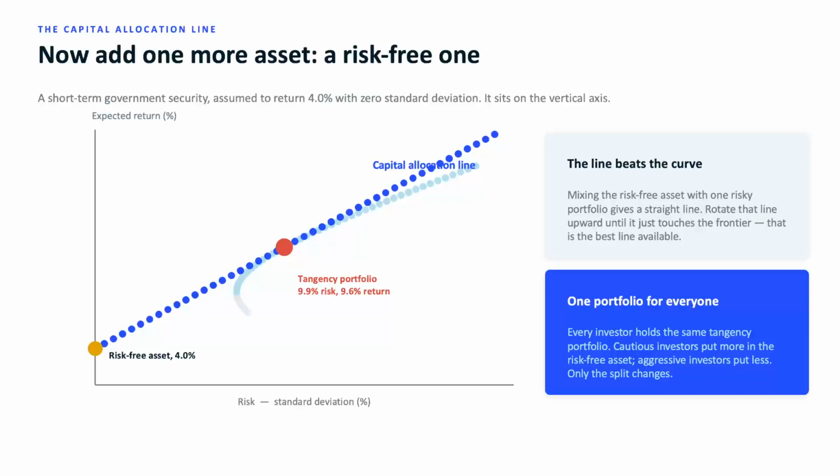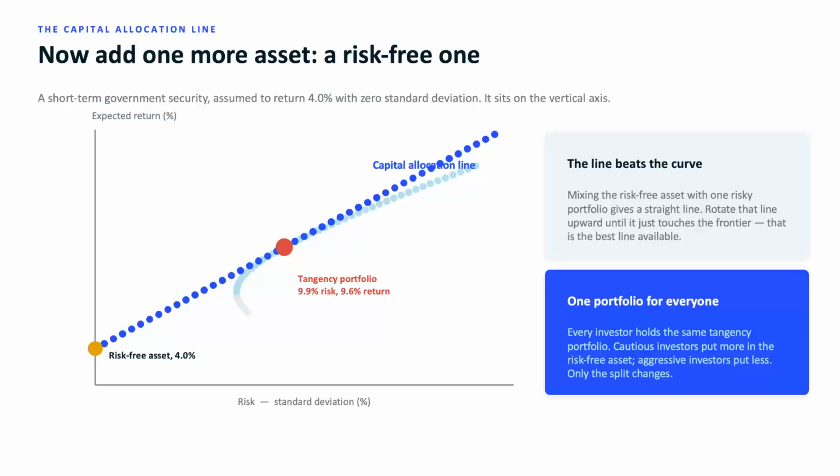And let me conclude here. It's a genuine, it's a surprising one. Every investor, cautious or aggressive, holds that same tangency portfolio. Everyone. What changes between a nervous investor and a bold one is not which stocks they own. It is how much they put in the risk-free asset alongside it. Cautious, more risk-free; aggressive, less, or they can even borrow and hold more. One optimal risky portfolio, infinite risk appetites.